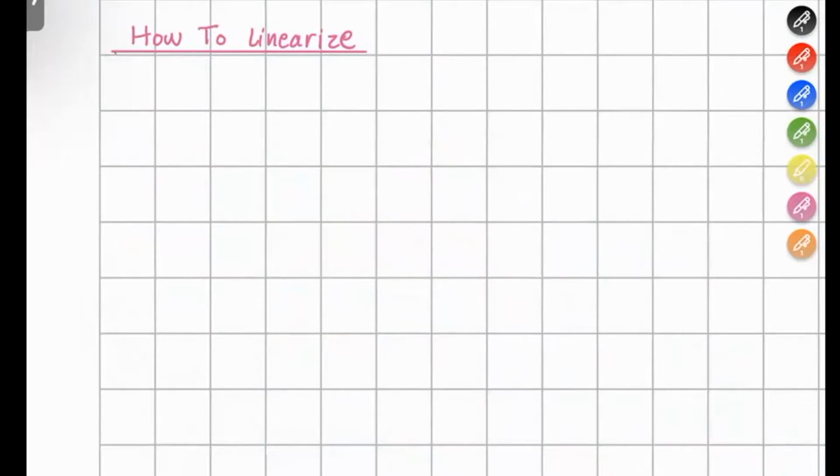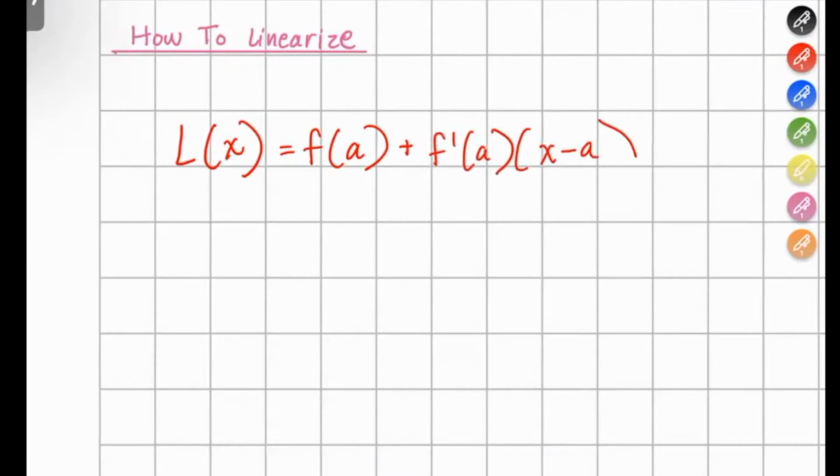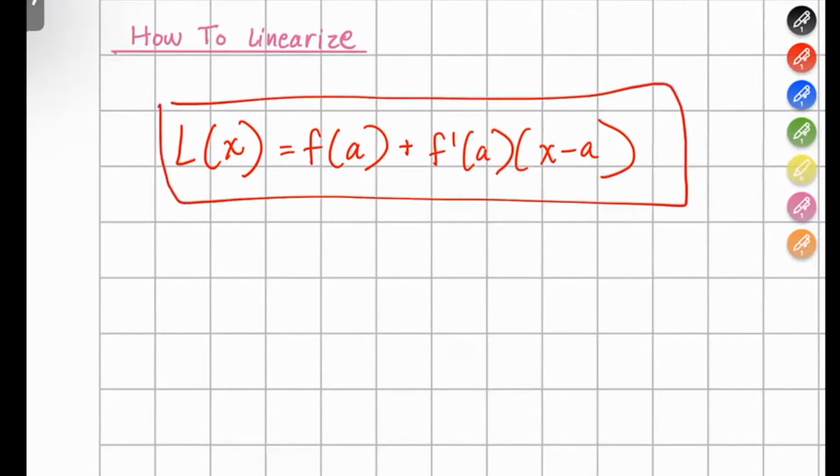Derived from point-slope form, the general equation of the tangent line L(x) of a function f(x) at x equals a is written as follows. L(x) equals f(a) plus f prime of a times (x minus a). In other words, the tangent line equals f evaluated at point a plus the derivative of the function evaluated at point a multiplied by x minus point a.